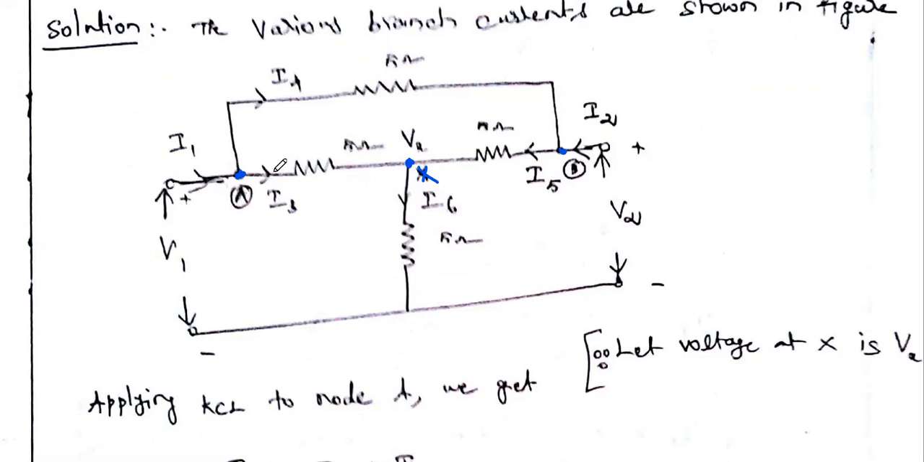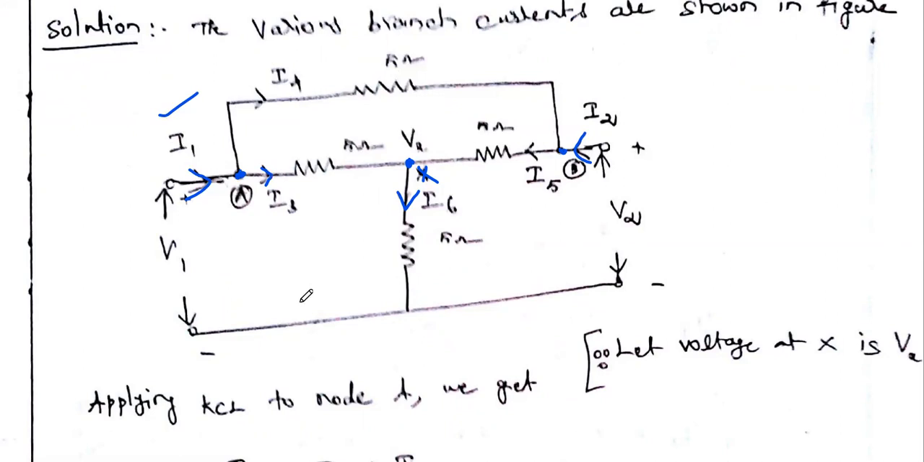Then you mark the branch currents. Let the current flowing in this branch be I3, in this branch I4, in this branch I6, and in this branch I5. You take your own directions, but I1 is like this and I2 is like this. You don't change the I1 and I2 directions. I1 is the current entering the input port, and I2 is the current entering the output port. The remaining branch current directions you can take as you wish.